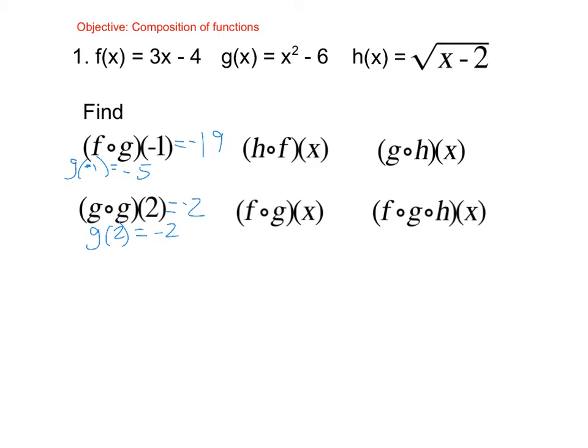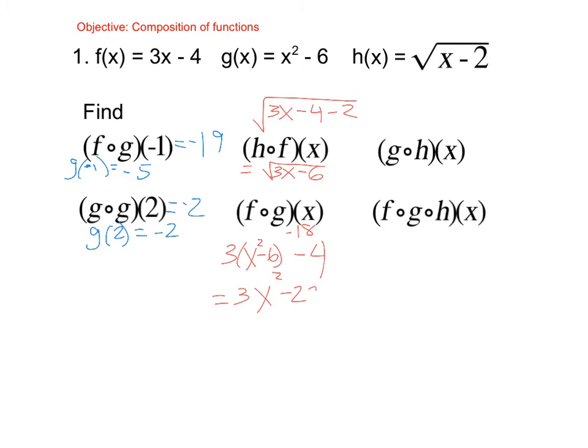Okay, so this one we have to actually do out. H of f of x. So h is a square root, and we're plugging f into it. So 3x minus 4 minus 2. So this is the square root of 3x minus 6. F of g of x, so the outside is f, so 3 minus 4, and we're plugging g into that. So x squared minus 6. So we get 3x squared minus 18 minus 4, minus 22.